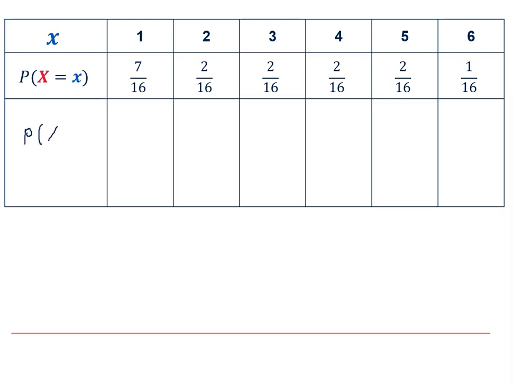And we could consider this probability x is greater than or equal to, so the probability x is greater than or equal to 6 is 1/16. The probability x is greater than or equal to 5 is 3/16. Then 4 is 5/16. Probability x is greater than or equal to 3 is 7/16. And the probability x is greater than or equal to 2 is 9/16. And again, that places the median in that category there. So the median is x equals 2.